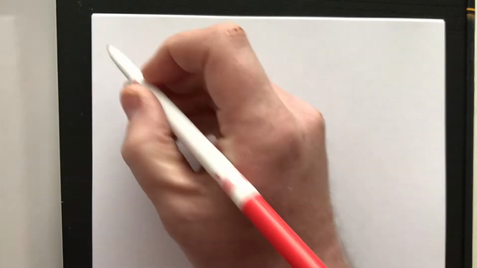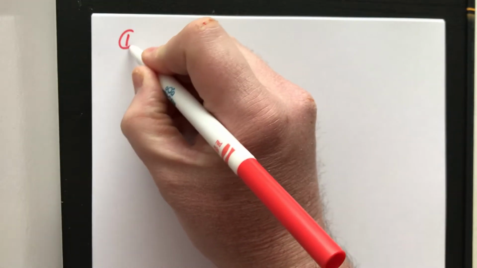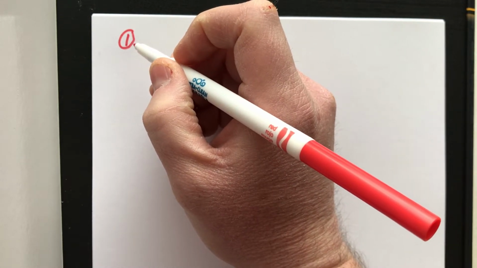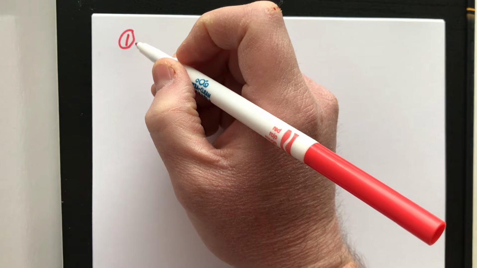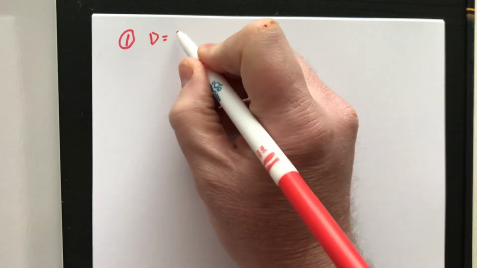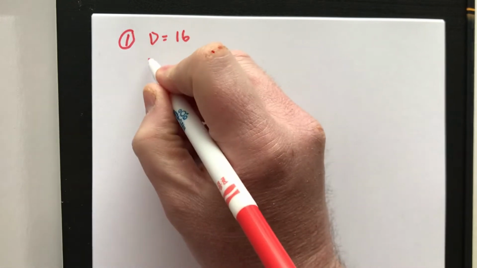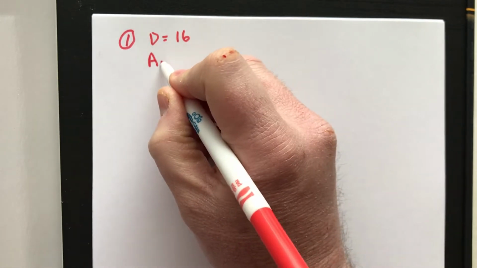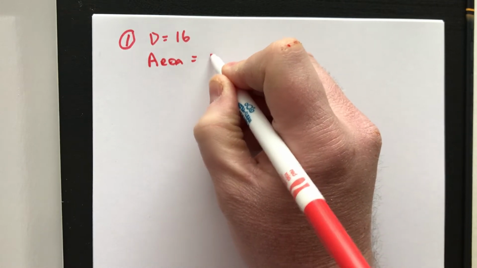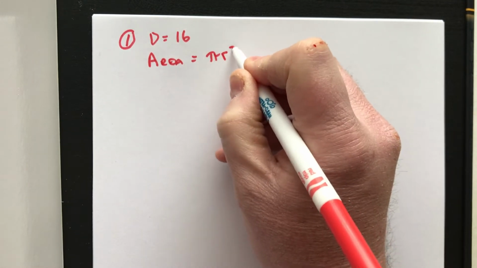So problem number 1 states: what is the area of a circle with a diameter of 16 inches? Leave your answers in terms of pi. All right, so we've got a diameter which is equal to 16. Now remember, the area of a circle is equal to pi r squared.